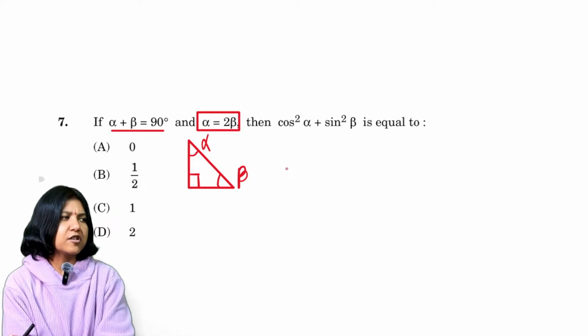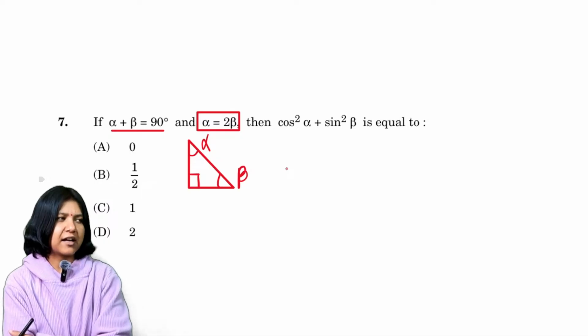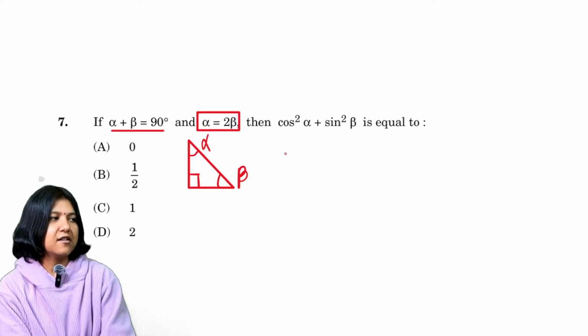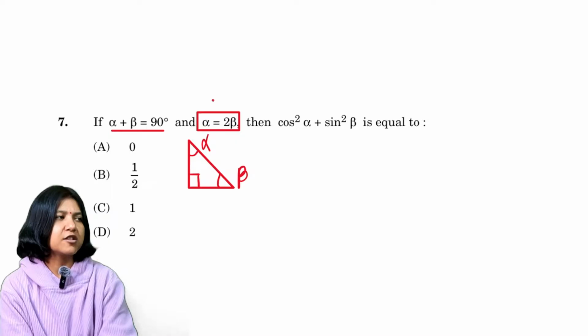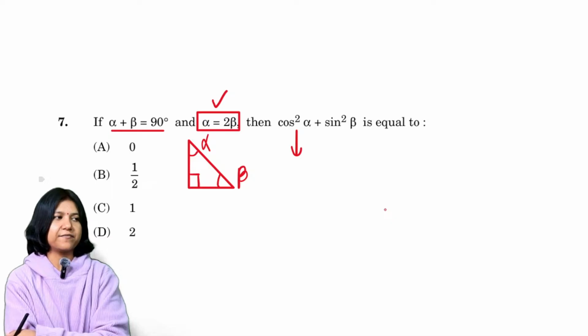So they have told you clearly that two angles add up to 90 and alpha equals twice beta. Find the value of cos square alpha plus sine square beta. Because they have given you the relation of alpha with twice beta, you can go ahead and substitute this alpha and write down twice beta here. Okay.